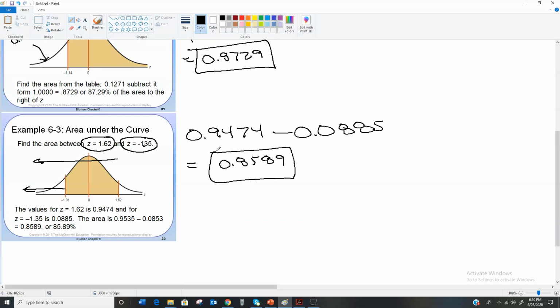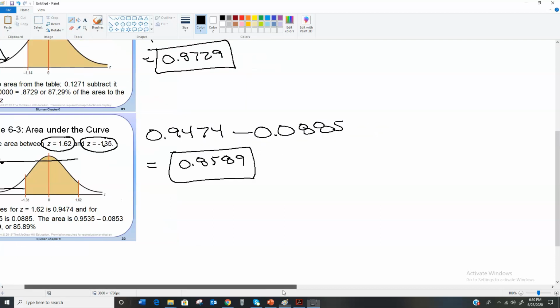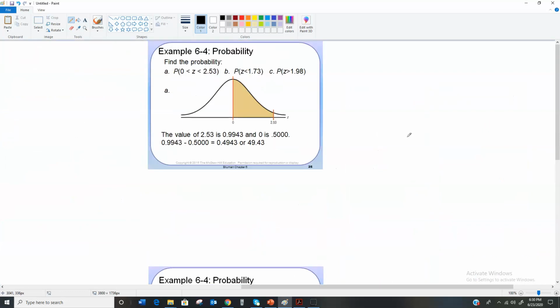And all we're going to do is we're going to do 3 more quick examples and we'll be done with 6-1. So let's go over here. For this one, we're going to use the same slide each time, but they gave us 3 different problems. So the first one, it says, find the probability that you're between 0 and 2.53. That's our problem A. So that's a between problem.